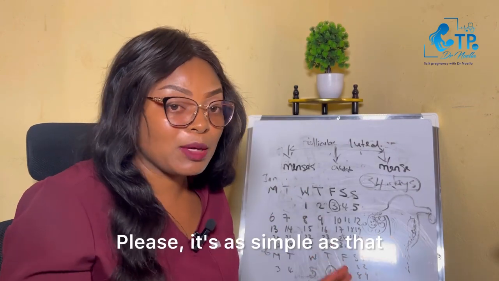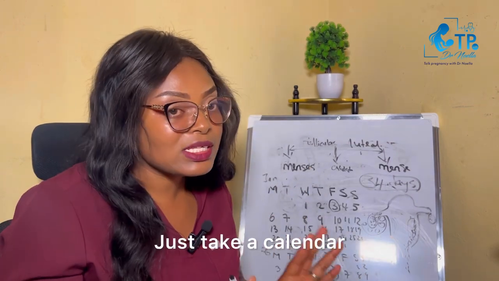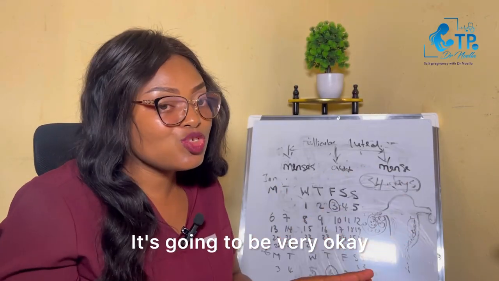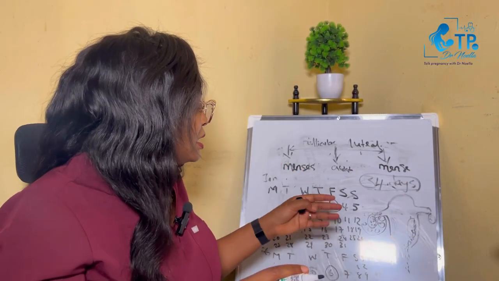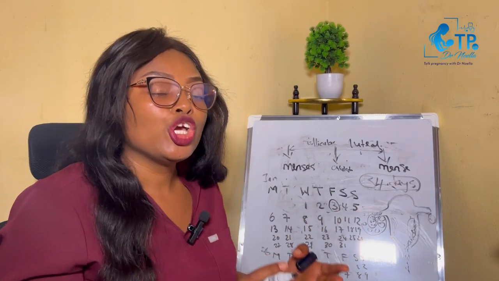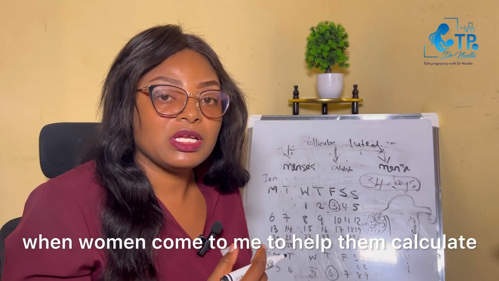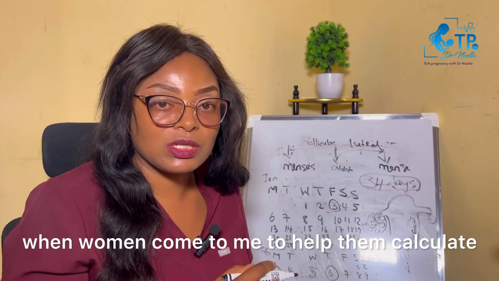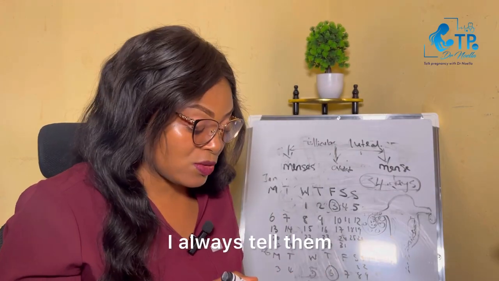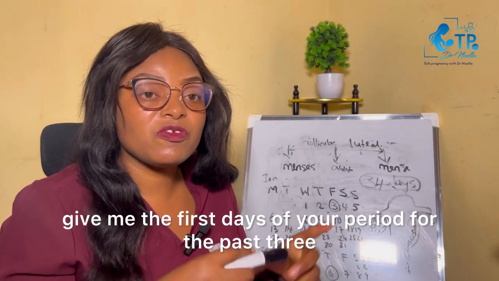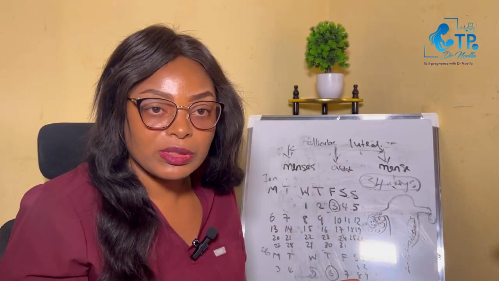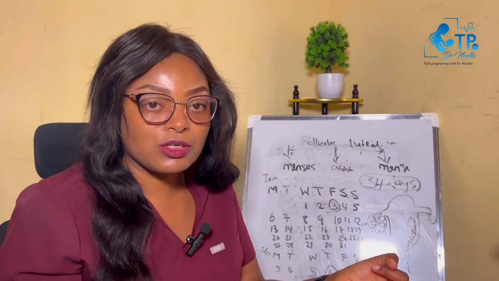I hope that is clear. Please, it's as simple as that. Just take a calendar and do it. Just follow these steps. It's going to be very okay. Now, once you have calculated that and you have 34 days, most of the times when women come to me to help them calculate, when they book a consultation and I have to calculate their cycles, I always tell them, give me the first days of your period for the past 3 or 4 months. So it's going to give me 3 values.